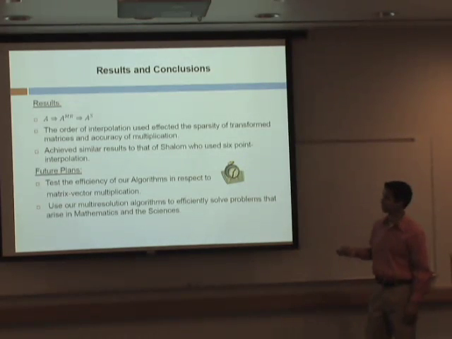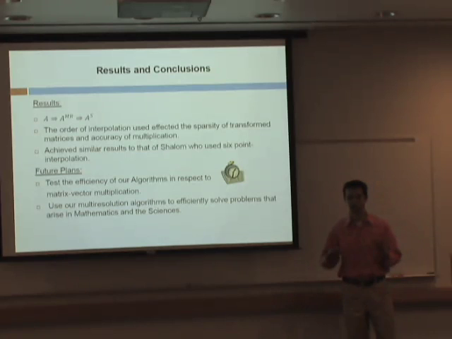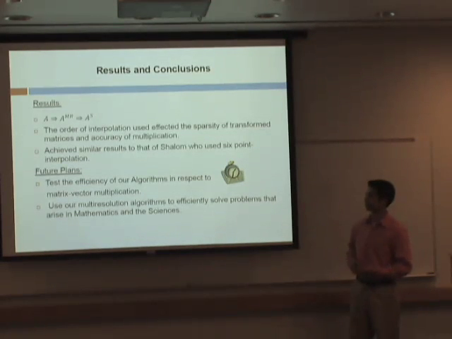I also want to note that we achieved similar results to those of Shalom, the author of the paper I was using. He used a 6-point interpolation, and almost in every case we got better results than that author, except when it came to a really, really small threshold. For future plans, we want to test the efficiency of the multiplication in terms of how fast it's actually computed. We already found that it's accurate and somewhat quick, but we want to see how quick it is. The whole idea is that it's quicker than the normal multiplication. And then we want to use these multi-resolution algorithms to solve problems that come up in mathematics, physics, chemistry, things like that.